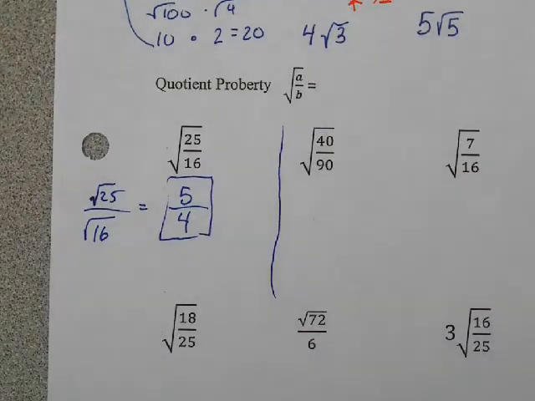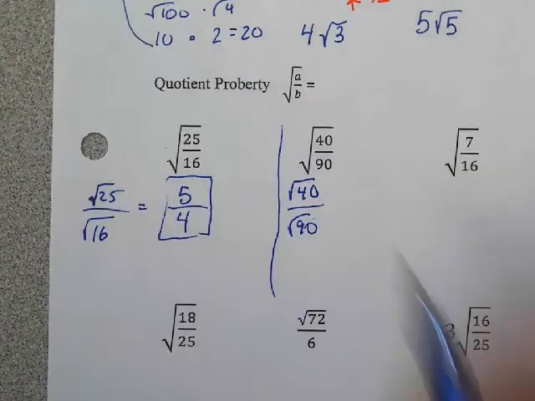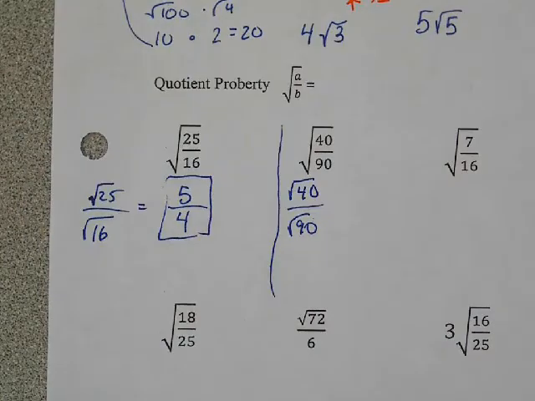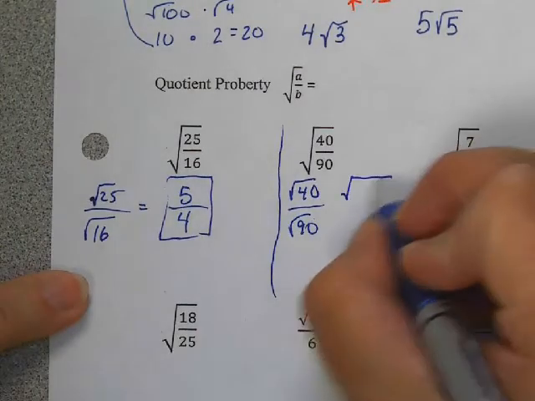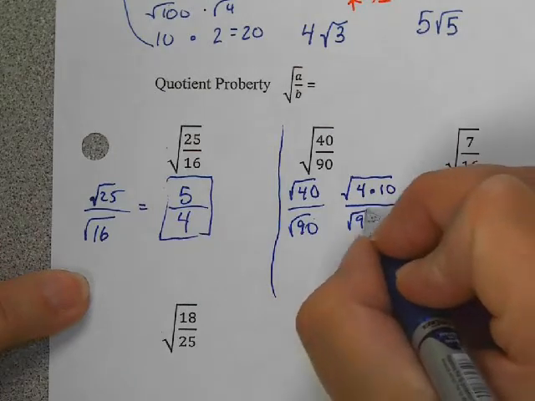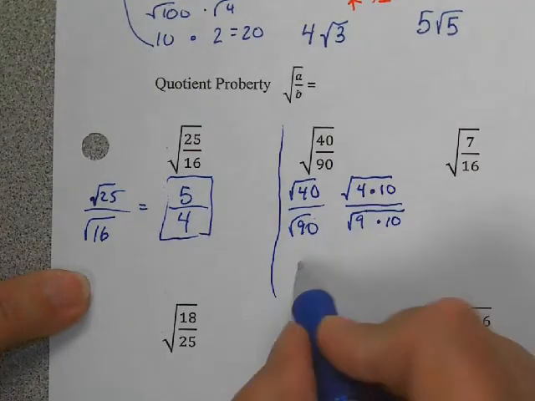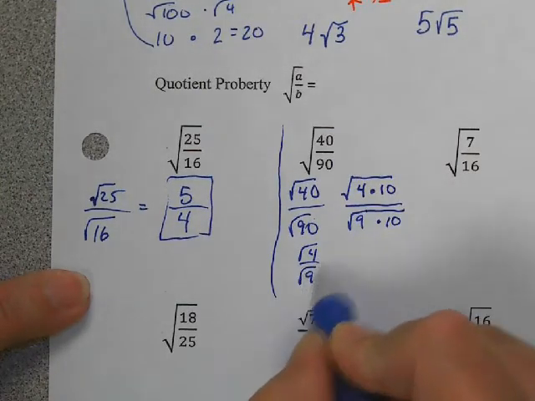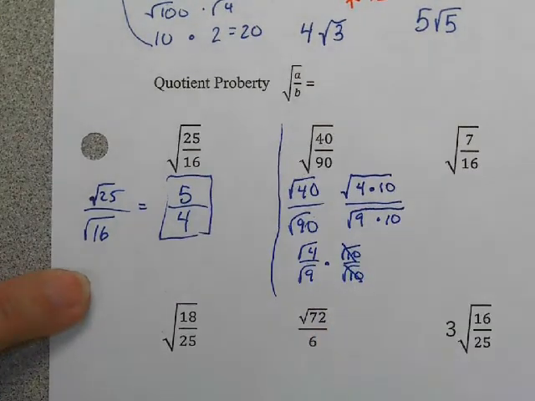Okay, let's look at the next problem. Same thing happens here. I end up getting the square root of 40 over the square root of 90. There are a lot of different shortcuts you can take on this problem. One thing I noticed is this is like having the square root of 4 times 10, and this is like having the square root of 9 times 10. So I could split this apart and have the square root of 4 over the square root of 9 times the square root of 10 over the square root of 10.